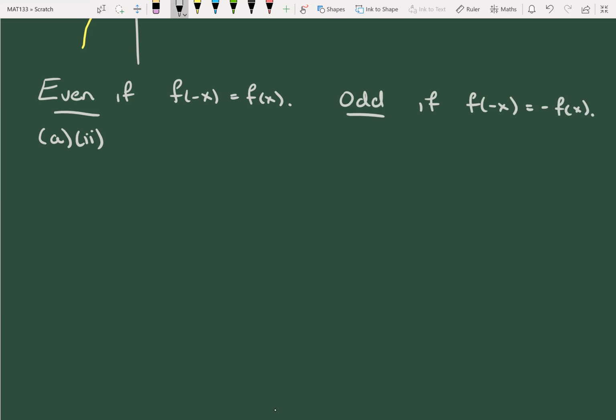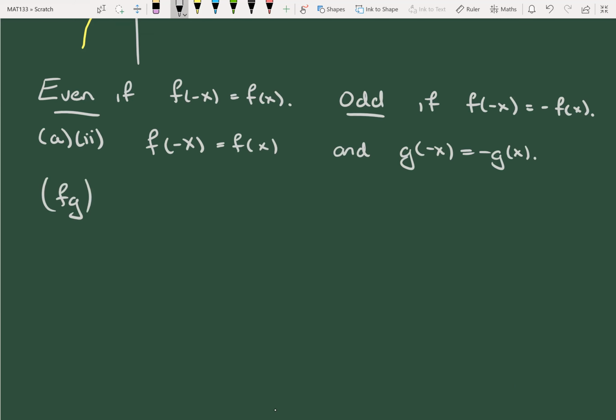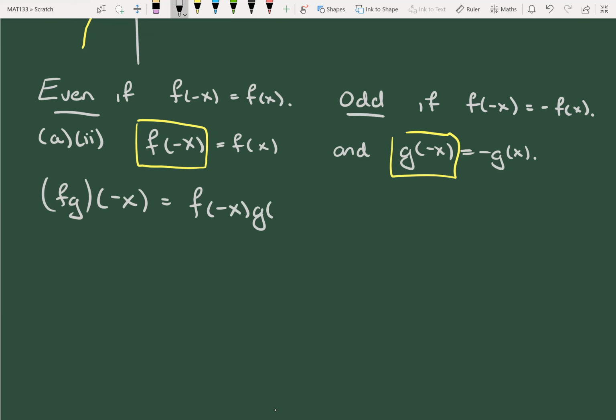Okay, so in A2, we know that f is even, and g is odd. Right? And we want to look at the function fg. Notice the thing that's common to both of them is this negative x term. If you want to determine whether a function is even, odd, potentially neither, you want to evaluate it at negative x and see what happens. Does that make sense? So let's plug negative x into this function. That gives me f of negative x times g of negative x, like that. All right, does that make sense?